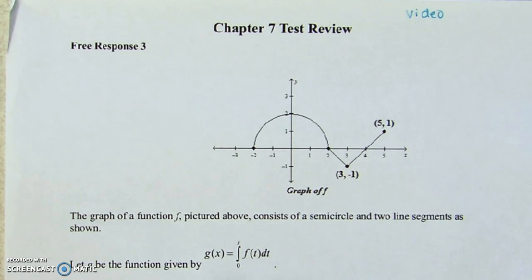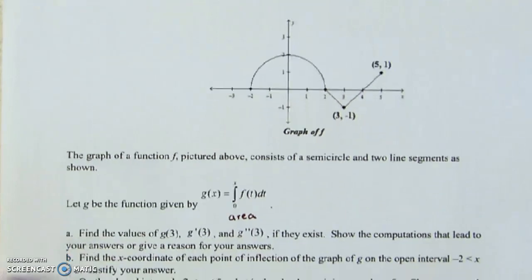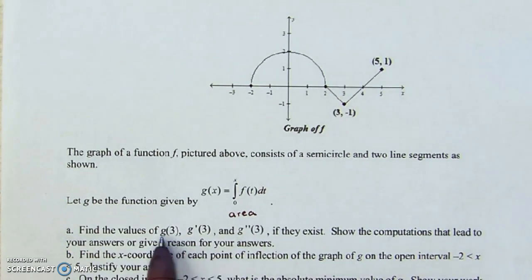So anytime you're given g equals an integral, then if you were to plug in a value, you would be finding area, all right? Now what we're going to do is this says find g of 3, g prime of 3, and g double prime of 3. Now, friends, you cannot plug in 3 into g prime until you find g prime of x. So that's always step 1.